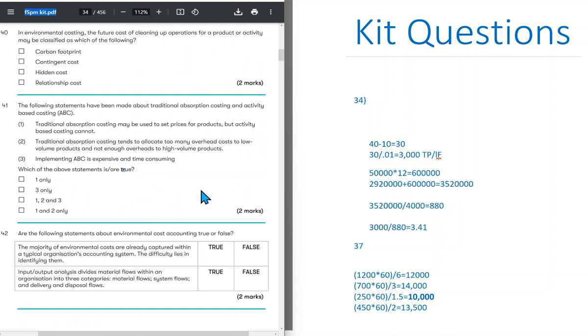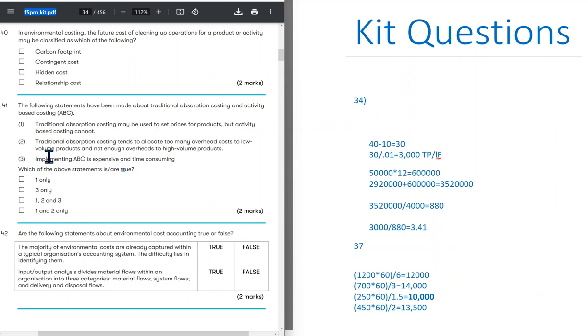Which of the above statements are true? The following statements have been made about traditional absorption costing and activity-based costing. Traditional absorption costing may be used to set prices for products, but activity-based costing cannot. Traditional absorption costing tends to allocate too many overheads to low volume and not enough overheads to high volume. Implementing ABC is expensive and time consuming.